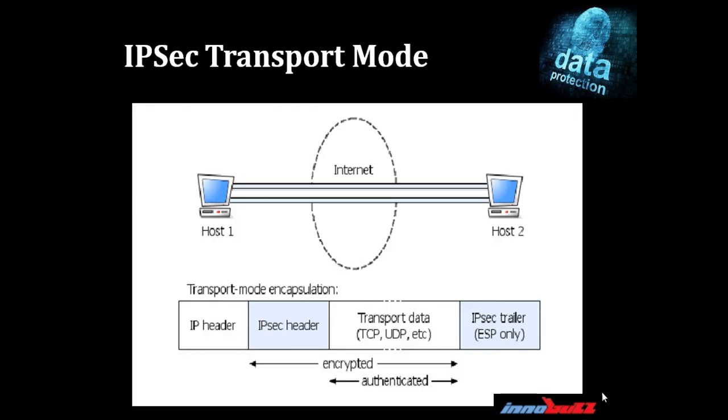This figure illustrates the details of transport mode of IPsec. As we can see, the encapsulation includes the following: first, the IP header, secondly the IPsec header, the third is transport data, and the fourth is the IPsec trailer. IP header deals with the routing details of the packet, while IPsec header contains the authentication header, which provides integrity authentication services to IPsec capable devices, so they can verify that messages are received intact from other devices.